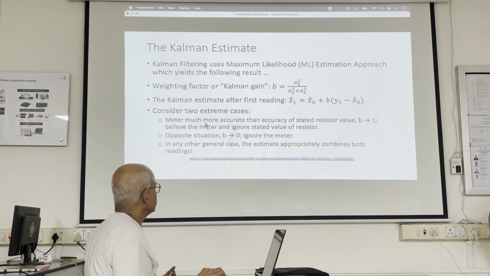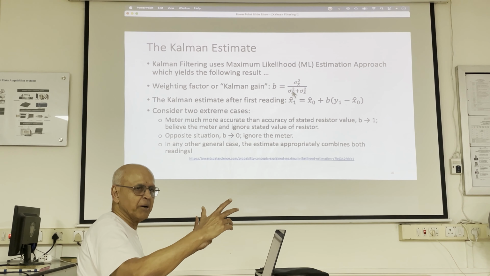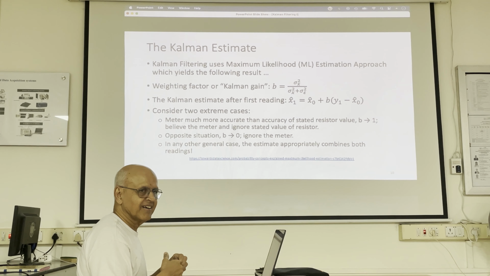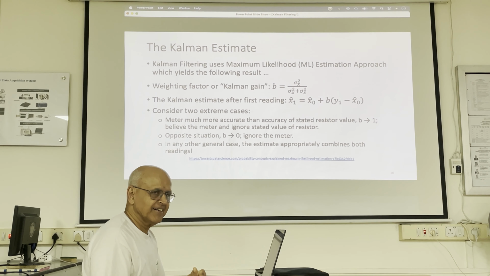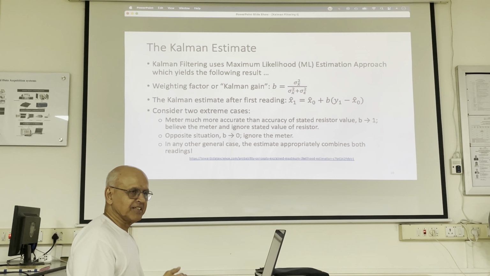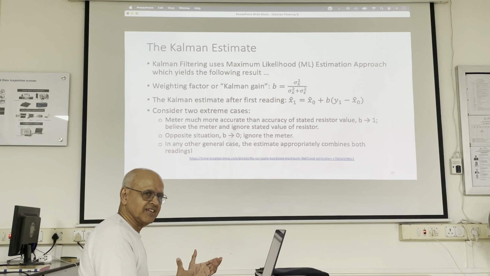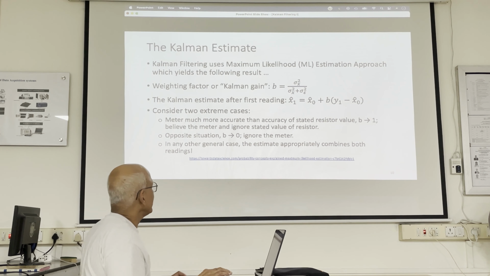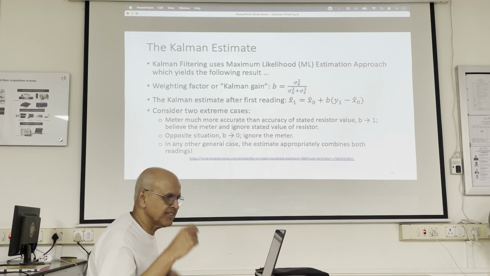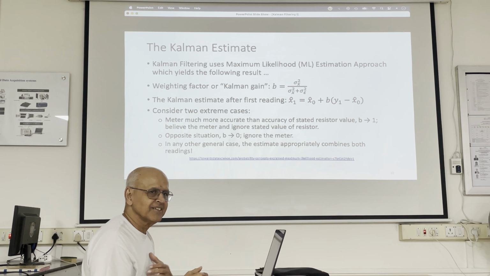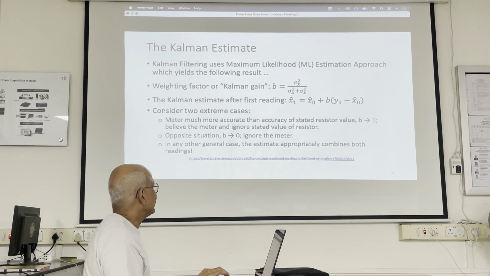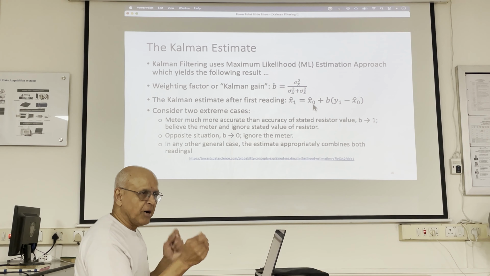So one situation is the meter is much more accurate than the accuracy of the stated resistor value, right? When the meter is much more accurate than the stated resistor value, then the sigma squared is blowing up. You can't trust the manufacturer, right? So then won't you trust the meter? And what about the opposite situation? The meter is useless. You trust the manufacturer, right? And so what this equation tells you, and this is formal derivation, it's not Kalman making it up, is that it's a combination of the two.